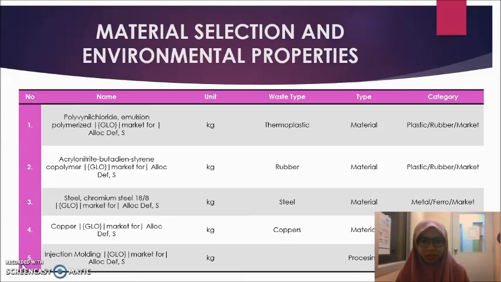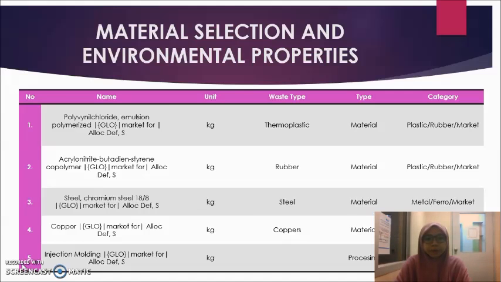Bismillahirrahmanirrahim. So I will proceed about the material selection and environmental properties of the table fan for the current product. It consists of four main materials, which are PVC, ABS, steel, and copper. The first process involved in manufacturing the table fan is injection molding. If we can see from the table stated at the slide, waste types such as thermoplastic, rubber, steel, and copper will be involved after the table fan is not used anymore.